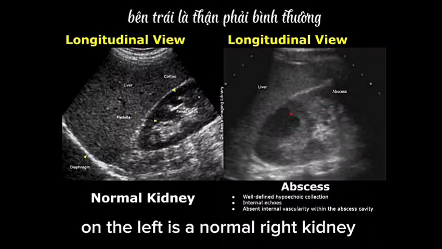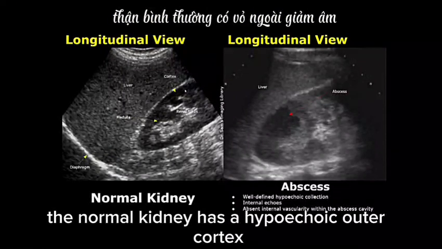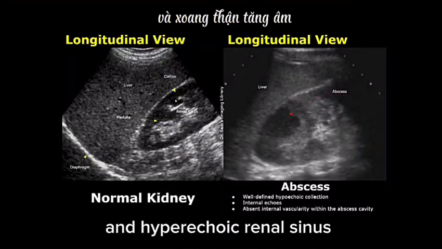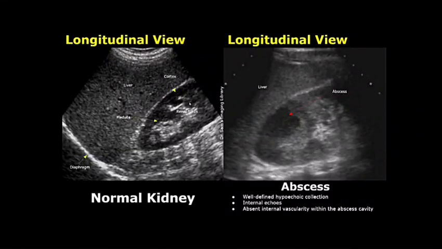On the left is a normal right kidney in the longitudinal view. The normal kidney has a hypoechoic outer cortex, an even more hypoechoic inner medulla, and hyperechoic renal sinus. This is the normal appearance of the kidney.